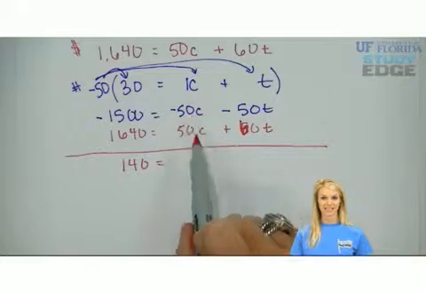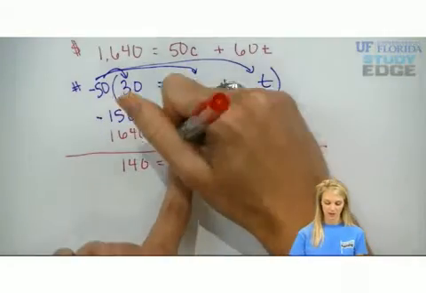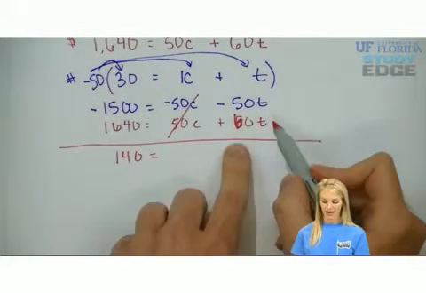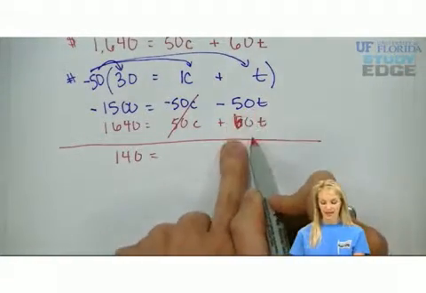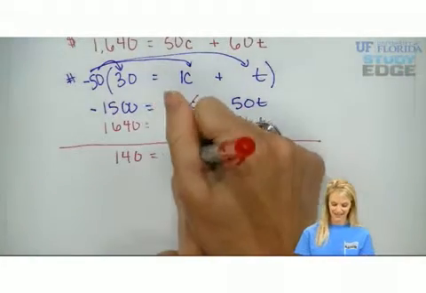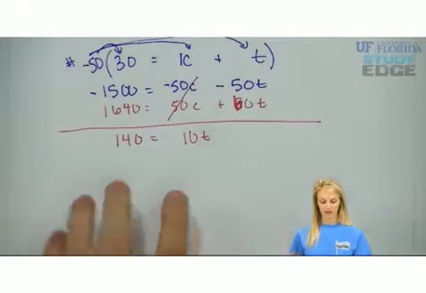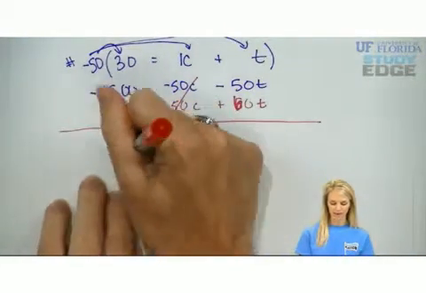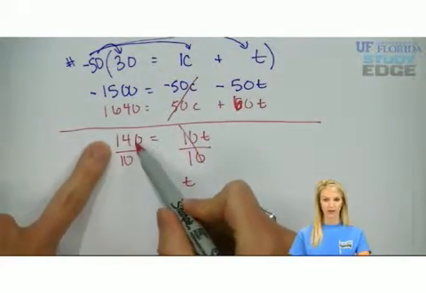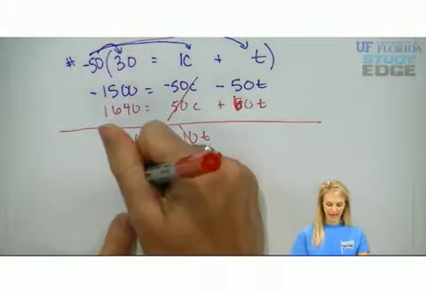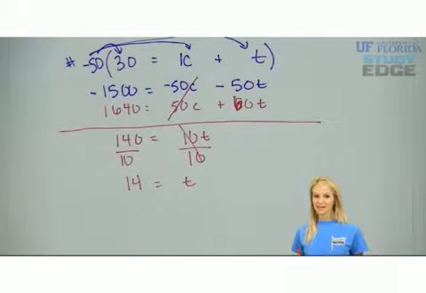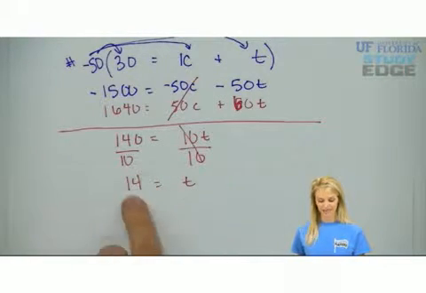All right, now what happens? Negative 50C plus 50C. Well, those cancel out. They are eliminated. So we only have one variable left. We have our T's. So we have a negative 50T and a positive 60T. 60 minus 50 gives us what? 10T. Well, now we just solve for T. Divide both sides by 10. When we do that, we'll get T by itself. 140 divided by 10, we get 14. T is equal to 14. The number of tables that Samantha has to sell is 14.